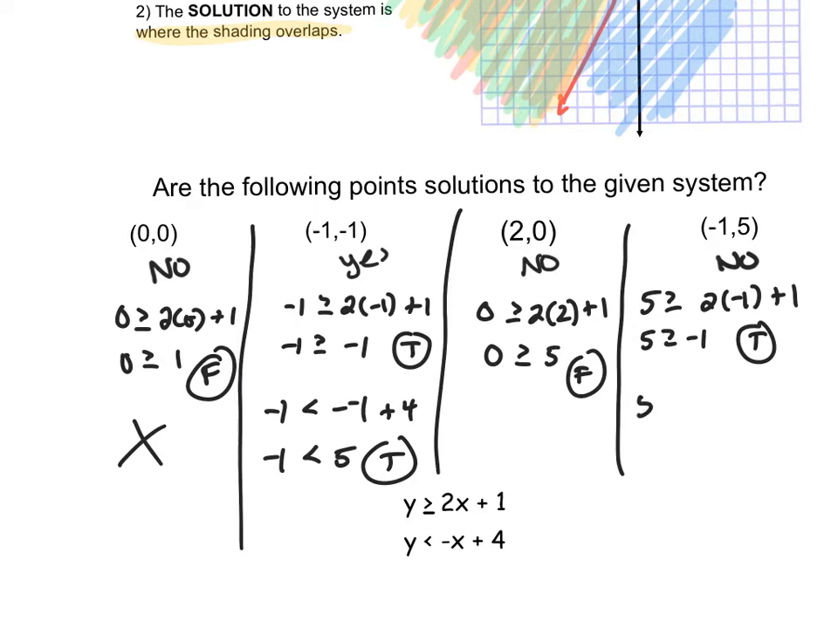And that is 5 is less than -1 plus 4. And this is 5 is less than 5. And man, it's so close, but it's false because 5 is not less than 5. It's less than or equal to 5, but it's not less than 5. So anytime you get a false on any of these, they're not solutions to the system. If you get 2 trues, then yes, it's a solution to the system.